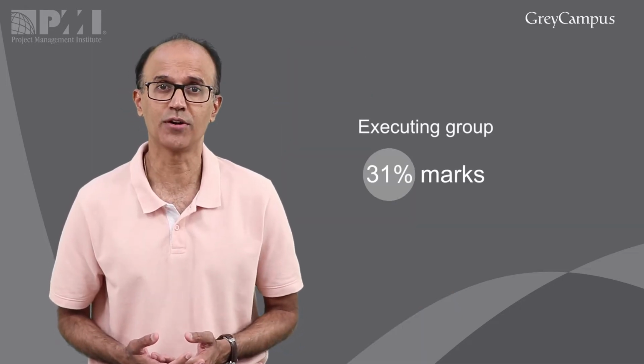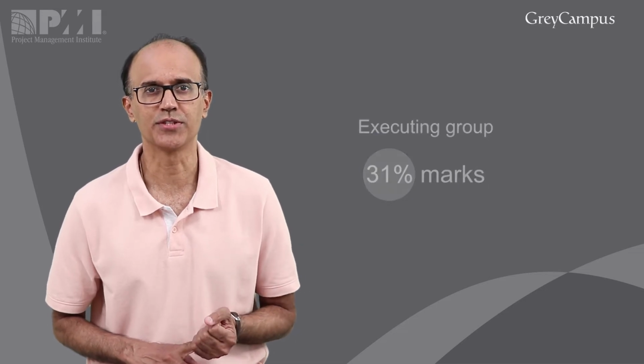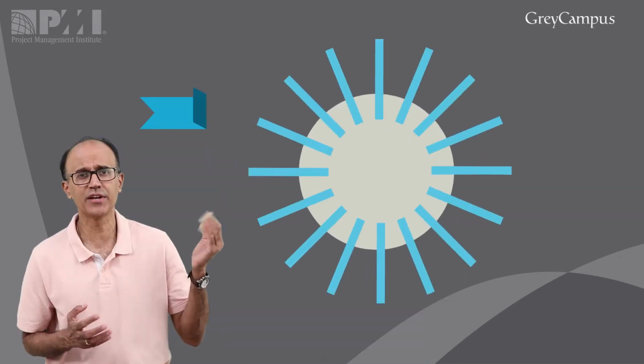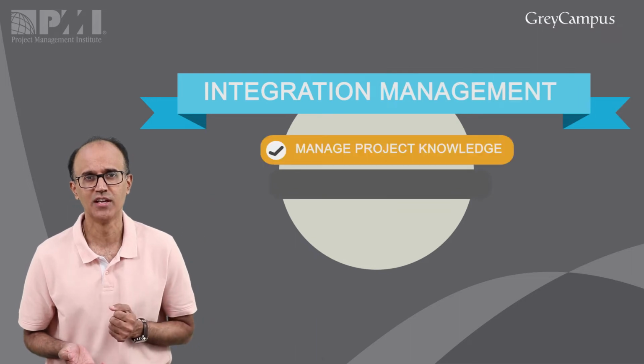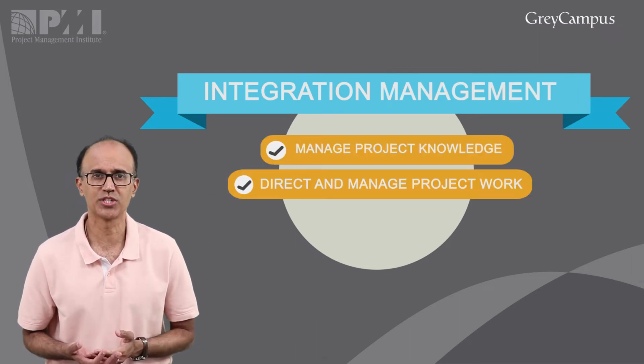Coming to executing, executing has got 31% marks allocated, which is quite a lot. 31% meaning 62 out of 200 is executing. Which are the executing processes? There are 10 executing processes. There are 2 of them in integration. We have got manage project knowledge and we have got direct and manage project work.